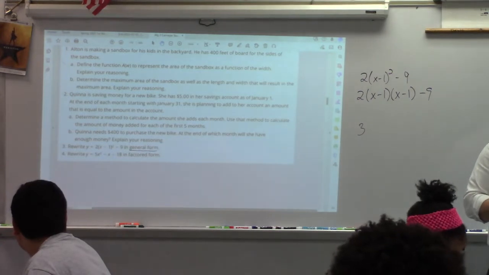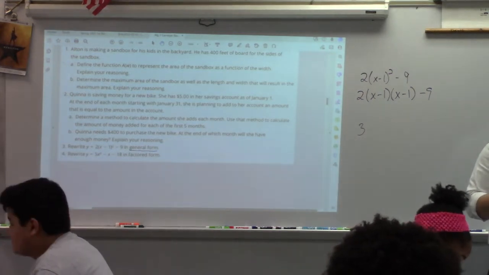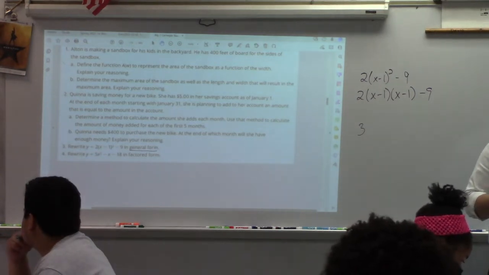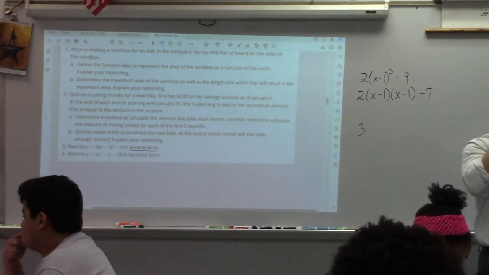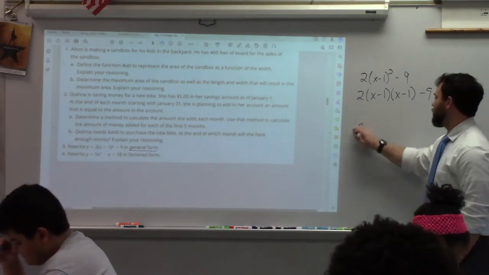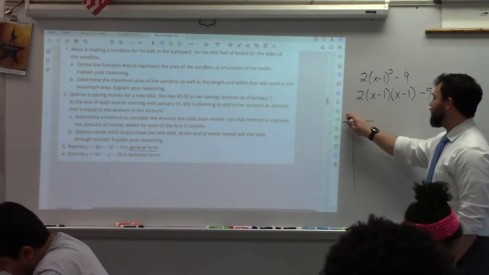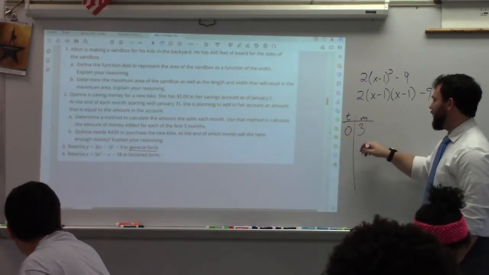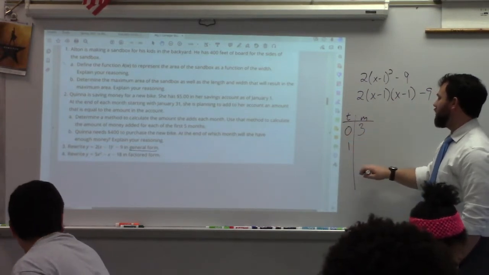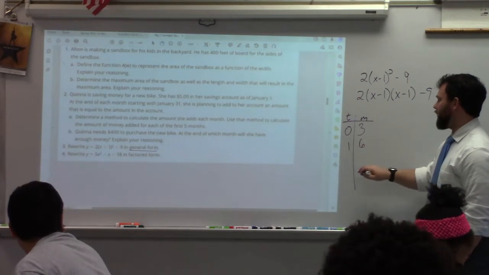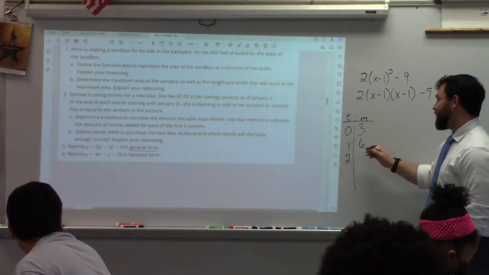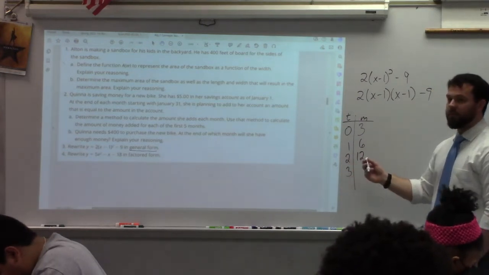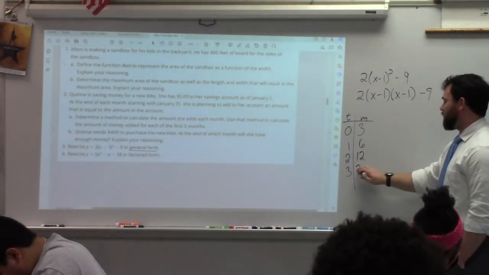Is there a mathematical representation that can help you organize and keep all this information straight? Okay. Use your mathematical representations. Because if you do, this question becomes very simple. So, month 0, she has $3. Month 1, she's going to have $3 more or 6. Month 2, she's going to have $6 more or 12. Month 3, she's going to have $12 more or 24.